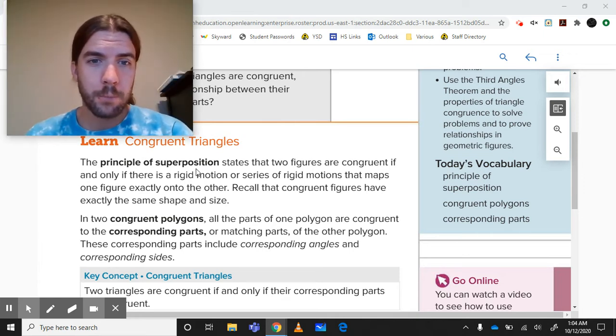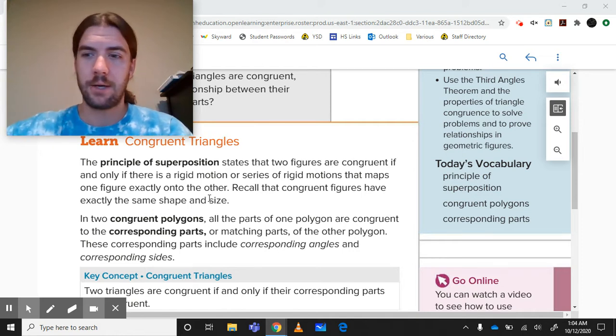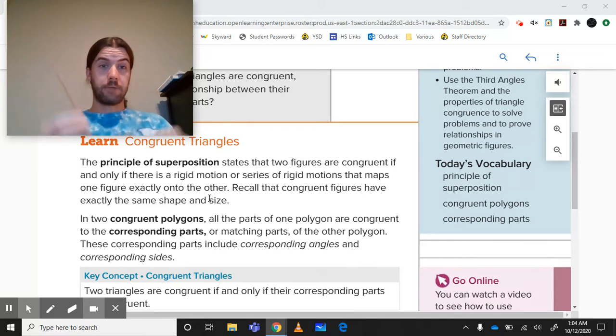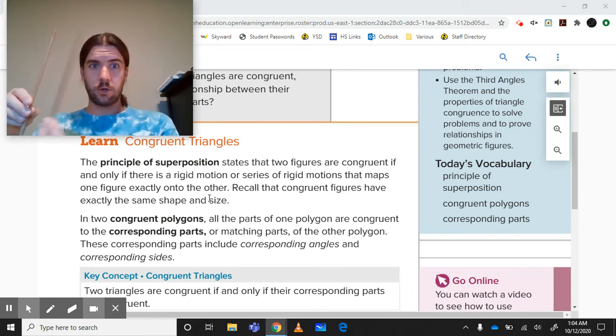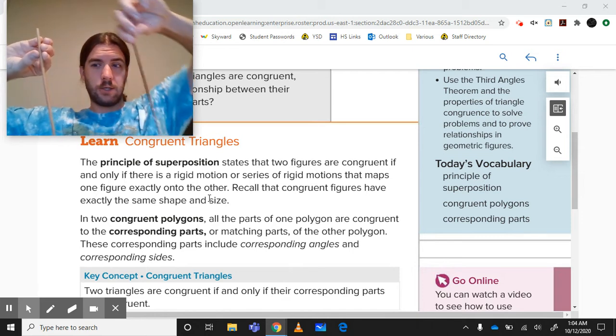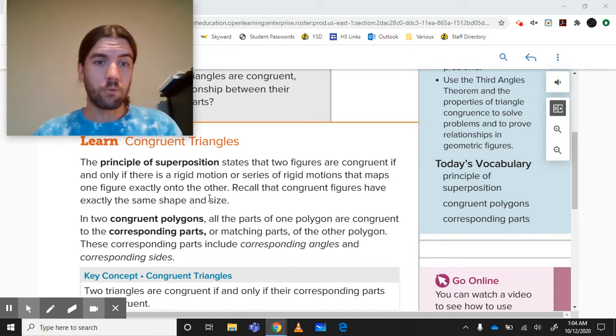The principle of superposition states that two figures are congruent if and only if there is a rigid motion or series of rigid motions that maps one figure exactly onto the other. Recall that congruent figures have exactly the same shape and size. Okay, so like let's say I have two chopsticks. If I can get one to the other position in a rigid motion, or I have to maybe turn it. Maybe there's a composition of rigid motions to get me there. Maybe I need to flip it over or something. So I rotate and then I go over. So those would be rigid motions.